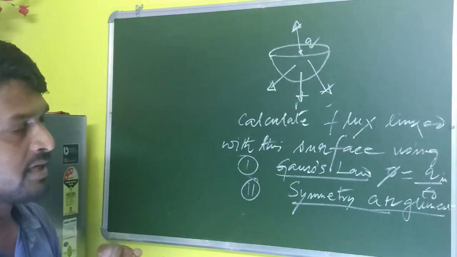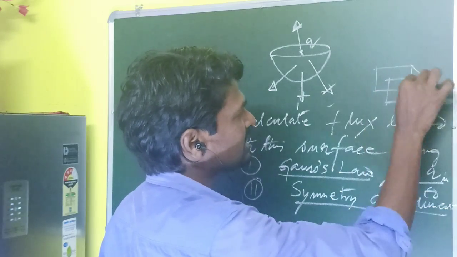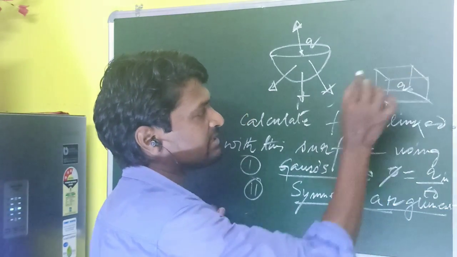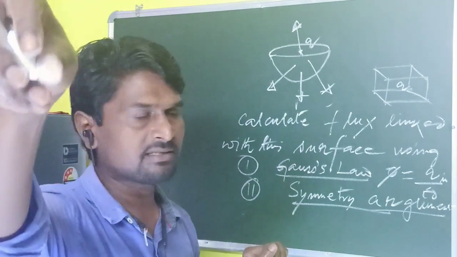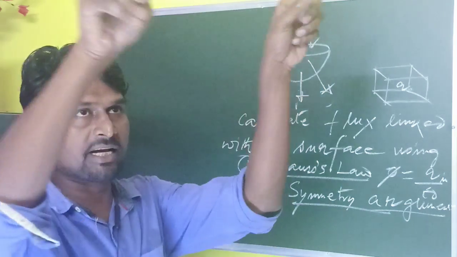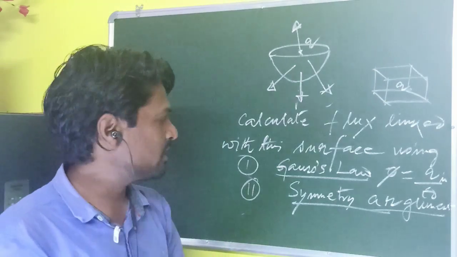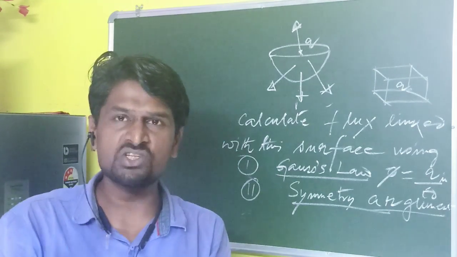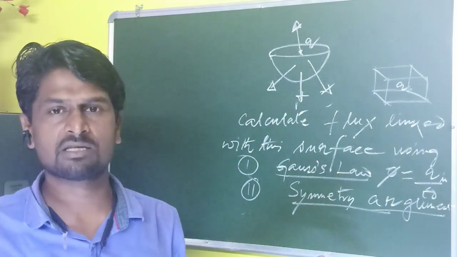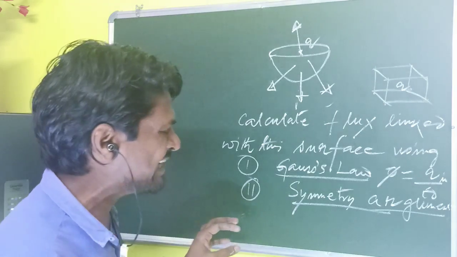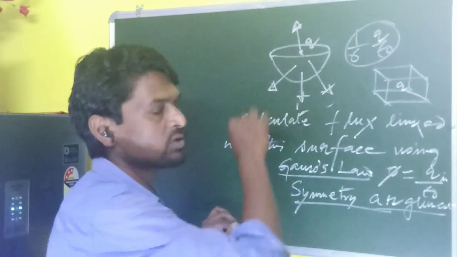What is symmetry argument? As I said in the previous class, suppose a charge is at the center of this room where my camera is. Then the flux linked with all the surfaces is Q by epsilon naught, simple by Gauss's law. But if the question is what is the net flux through a particular surface, then you count 1, 2, 3, 4, 5, 6. There are 6 walls, so the flux linked through each wall is 1 by 6 Q by epsilon naught. It is so simple, and this is called symmetry argument.